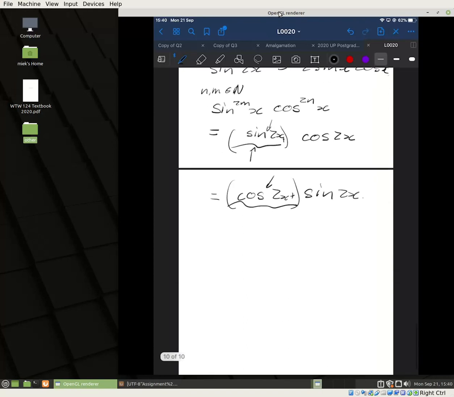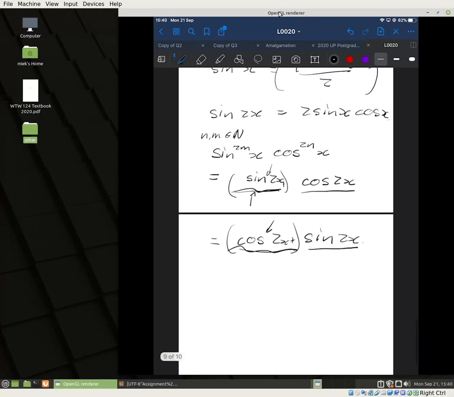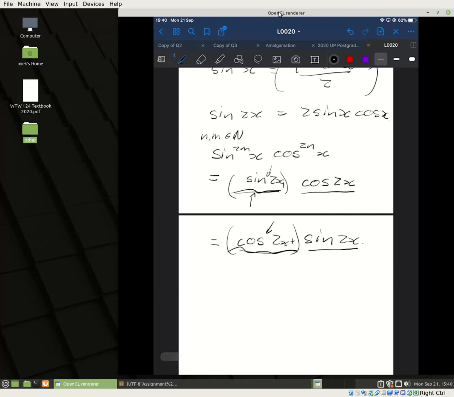And why do we want to do that? Always keep in mind, what are we trying to get to? We're trying to get to something that looks like the result of a chain rule. So the derivative of sine is cosine. So if you apply the chain rule to some polynomial of sine 2x, you end up with this extra factor of 2 cosine 2x, or with the sine 2x. So that is the idea.